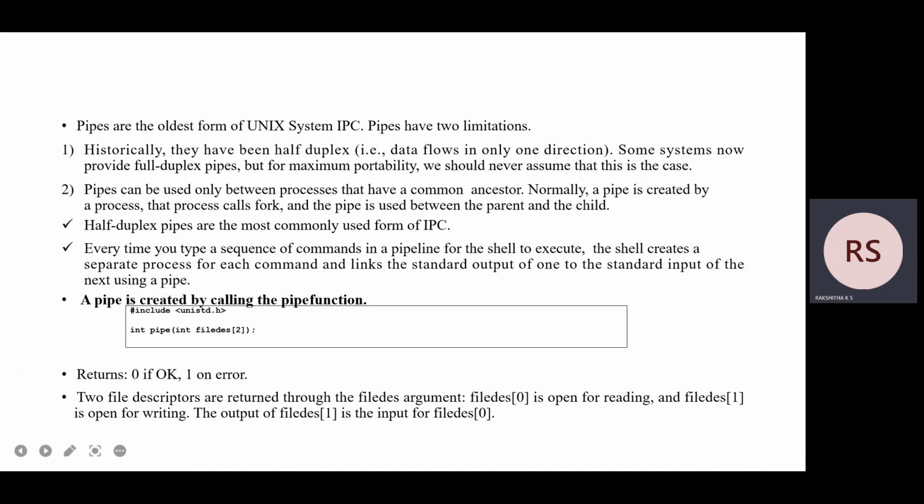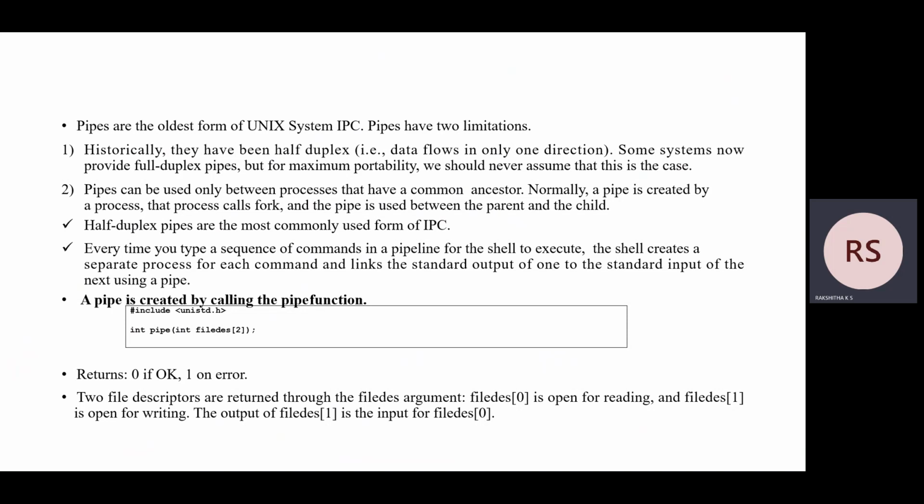So the pipes are the oldest form of IPC in Unix systems, and they have two limitations. Half duplex pipes are the most commonly used form of interprocess communication, where data flows in only one direction. When data flows only in one direction, we call it a half duplex pipe.